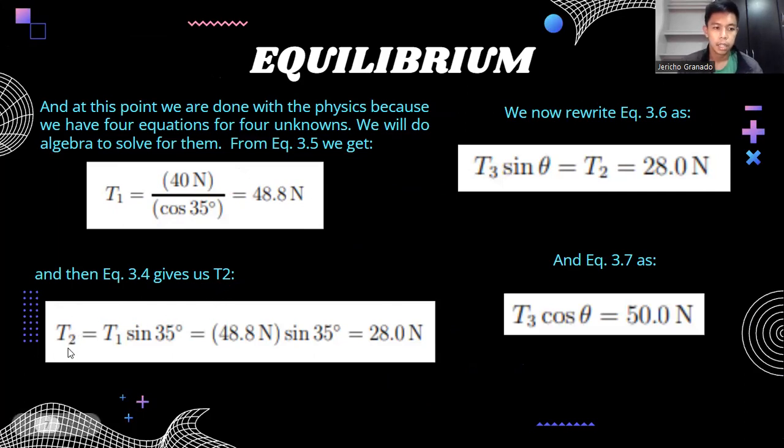T2 is equal to T1 sine 35 degrees. We substitute 48.8 N, the T1, times sine 35 degrees, and the result is 28.0 N. We now rewrite equation 3.6 as T3 sine theta is equal to T2, which is equal to 28.0 N, and equation 3.7 as T3 cosine theta is equal to 50 N.